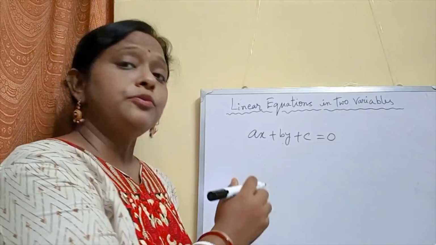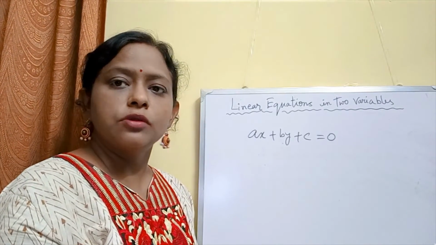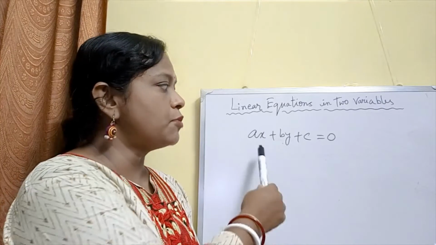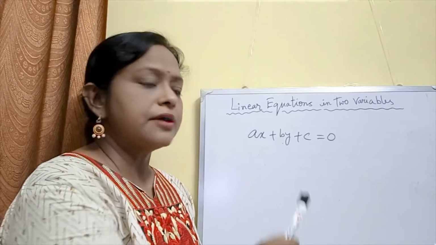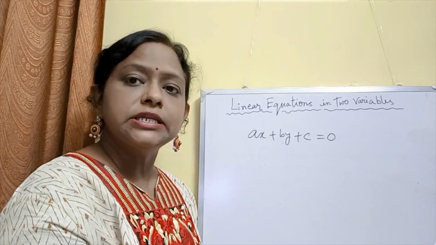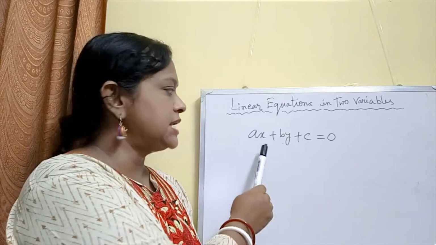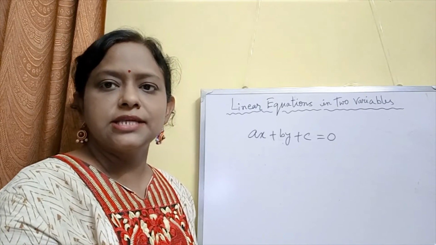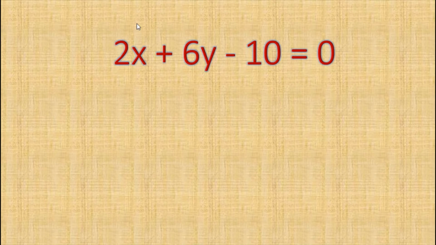Okay? Why do we call it a linear equation? Because from the polynomial chapter you already know the degree of this polynomial is 1, because the highest power of the variables is 1 here, so we call it a linear equation, and it involves two variables x and y, so it is a linear equation in two variables. Suppose one example of a linear equation is 2x plus 6y minus 10 equals 0.